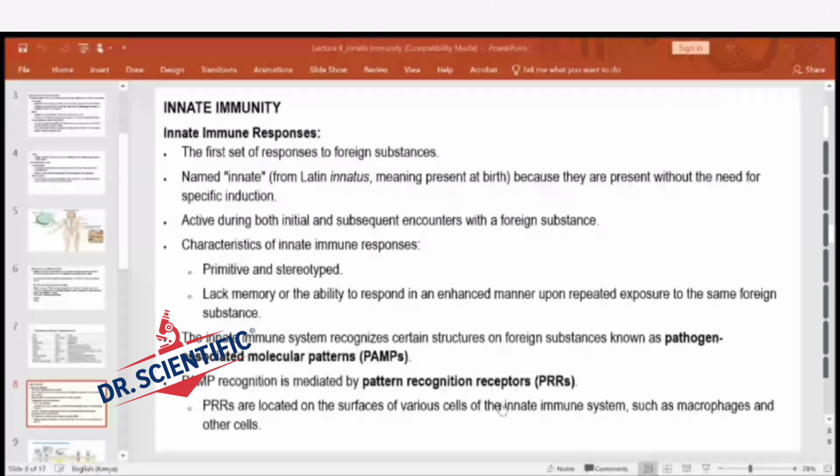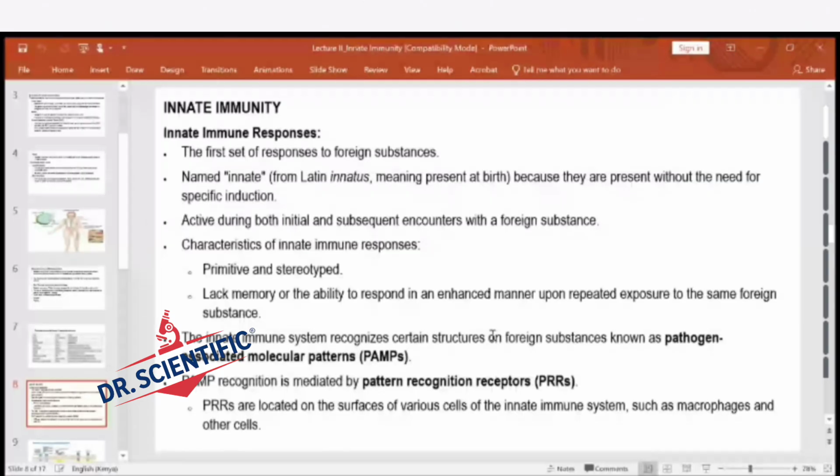So the innate immune system recognizes structures on foreign substances that are known as PAMPs. It recognizes PAMPs, and PAMPs are called pathogen-associated molecular patterns. I think we talked about it previously. I think this is the part I was ending the class with. And we said we have PAMPs that are on foreign invaders.